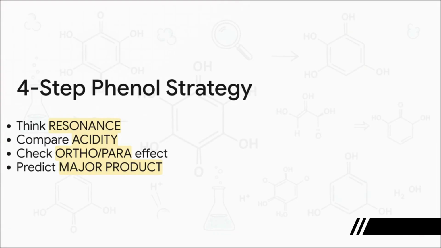Here it is, your 4-step mental checklist for any phenol question. Go ahead and write this down. First, always think resonance. That explains its acidity. Second, compare the acidity. Is it reacting with a strong or weak base? Third, remember the ortho-para directing effect. And finally, put it all together to predict the major product. Use this simple strategy every single time.